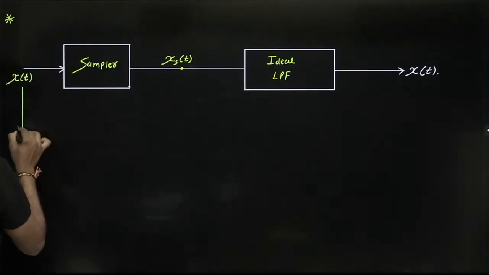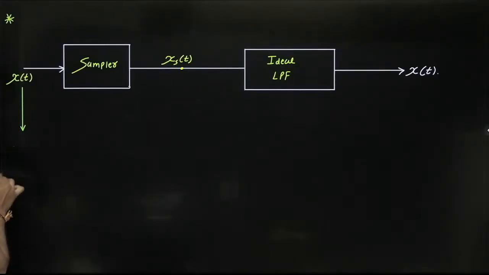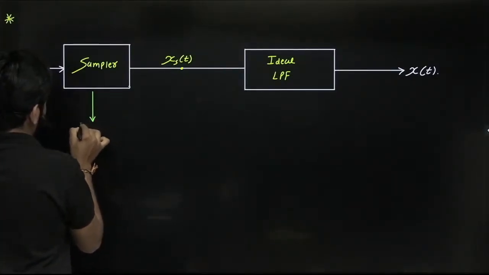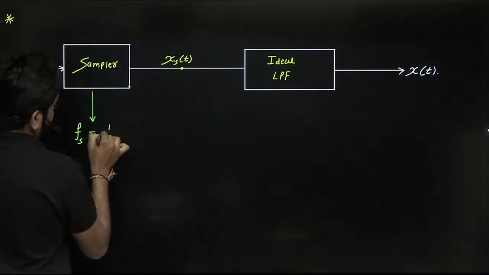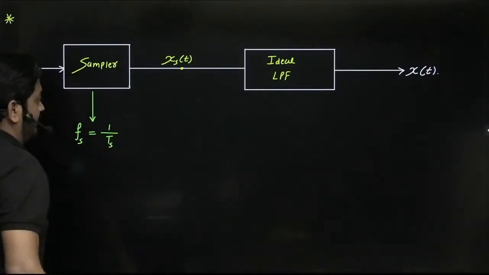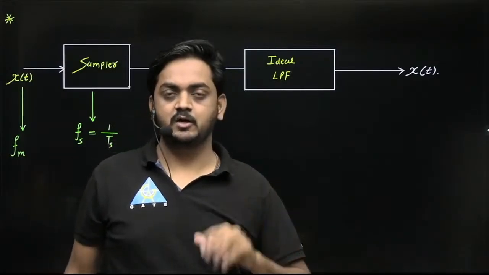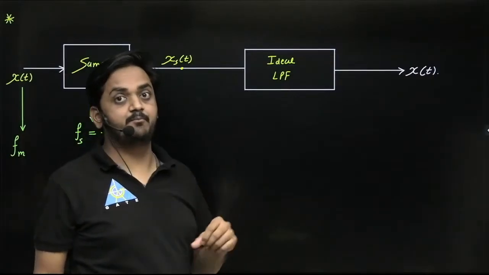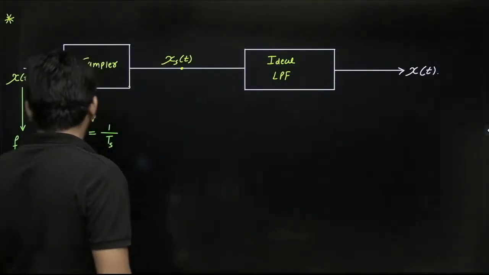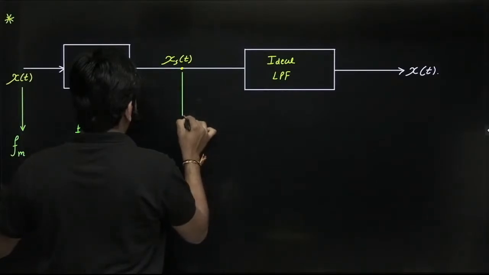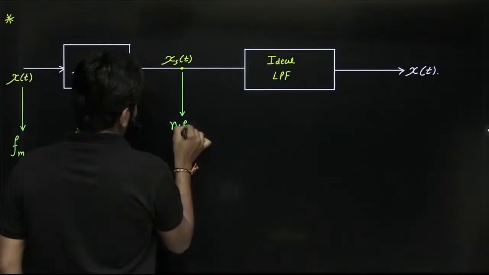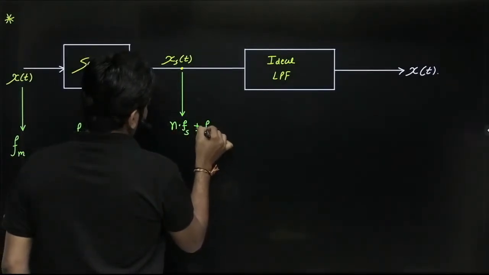Here this signal has maximum frequency fm, guys. In the sampling process we will choose a certain sampling frequency fs, which is nothing but 1 upon ts, where ts is the sampling interval, the time interval between two samples, and xs of t is your sampled signal after sampling. So xs of t will have multiple frequencies, which is n into fs plus or minus fm, guys.